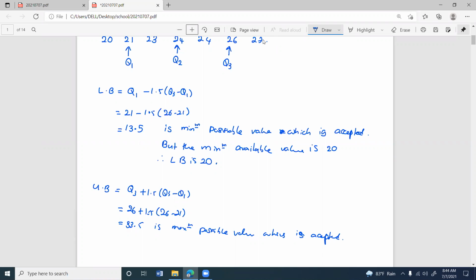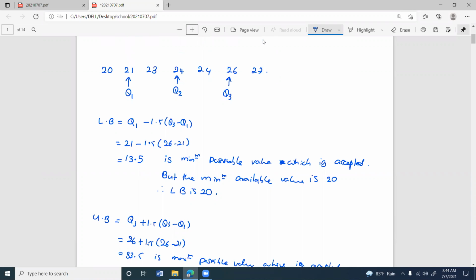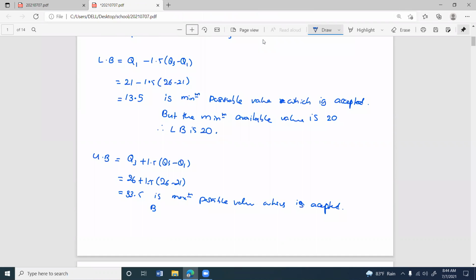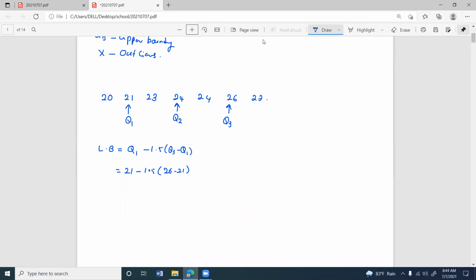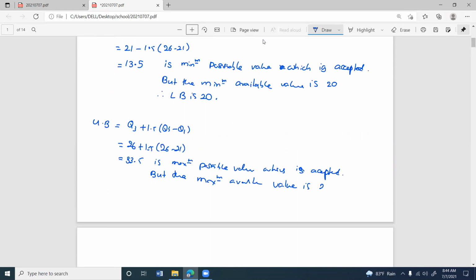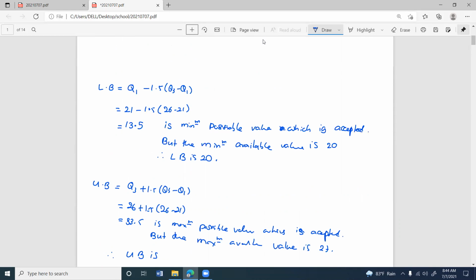But what is the maximum available value over here? The data set ends with 27, which is within the range. What is the maximum value available here? It's only 27. Therefore, the upper boundary would be how much? The upper boundary is 27.